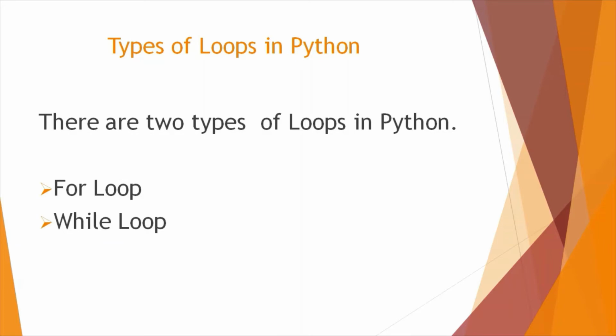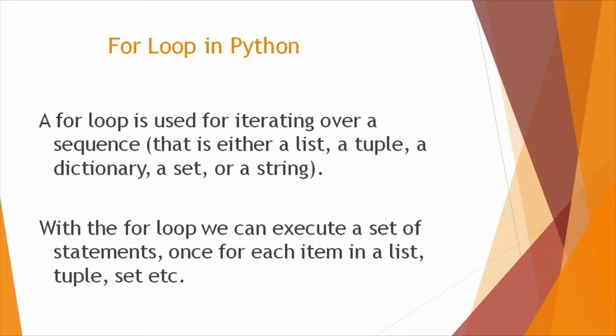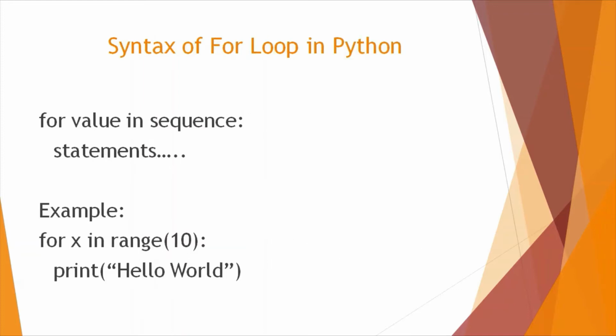And these are the types of loops. There are two types of loops in Python: the for loop and the while loop. So let's have a look at the for loop in Python. A for loop is used for iterating over a sequence that is either a list, a tuple, a dictionary, a set, or a string. With the for loop, we can execute a set of statements once for each item in a list, tuple, etc. So this is the basic syntax for the for loop in Python.